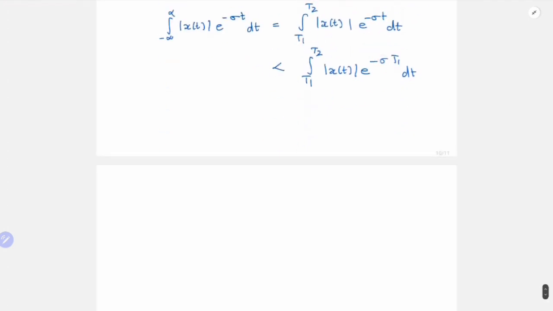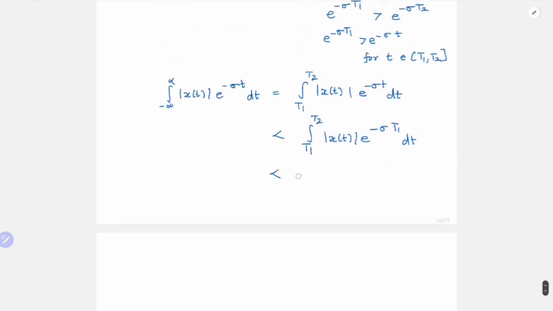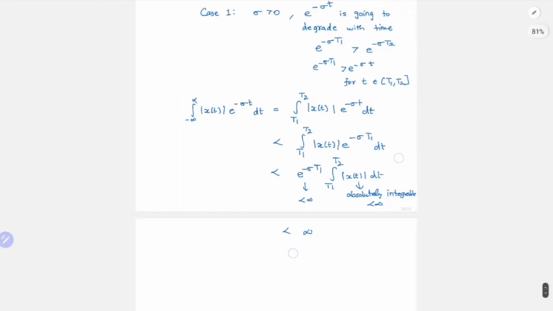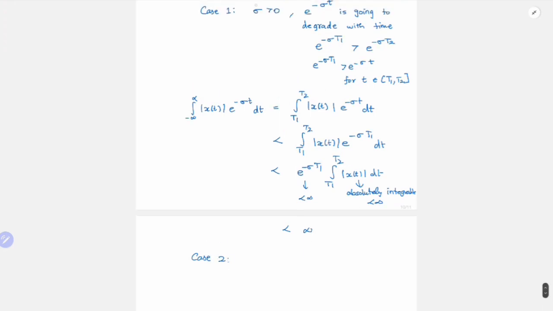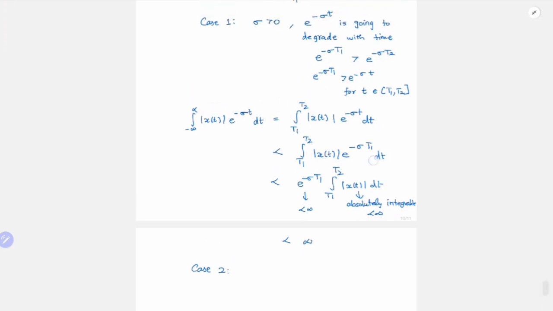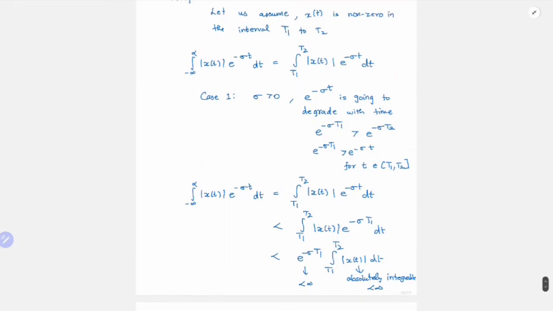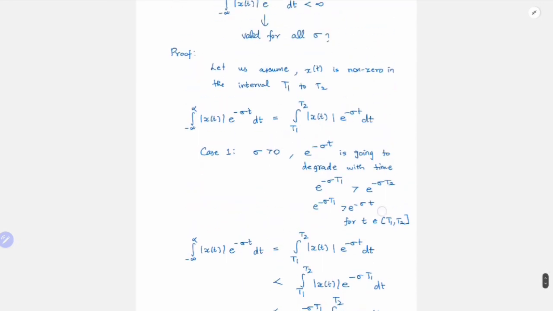So e power minus sigma t1 is now constant, so I can take it out. Integral t1 to t2 mod x of t dt. We saw this is absolutely integrable. So x of t is finite and this is also finite. So this entire value is going to be finite. So for case 1, we saw that all the sigma greater than 0 are going to be valid. So we covered the S-plane for sigma greater than 0.